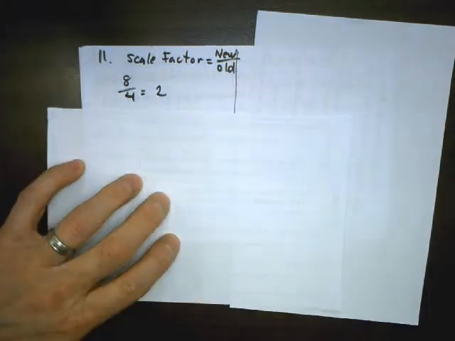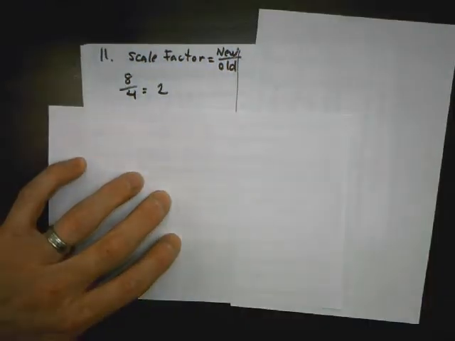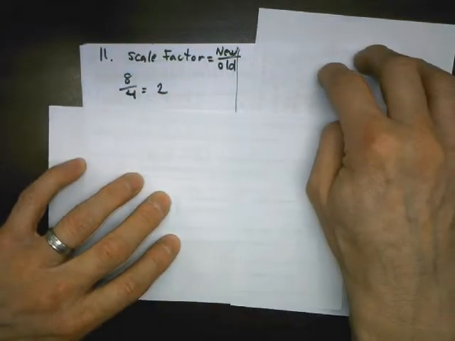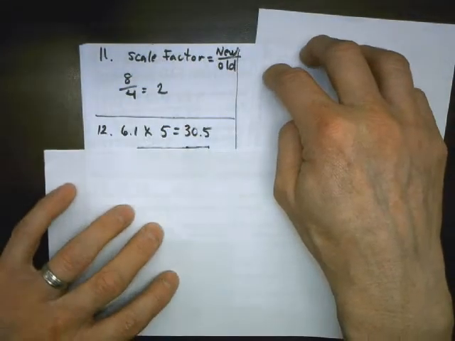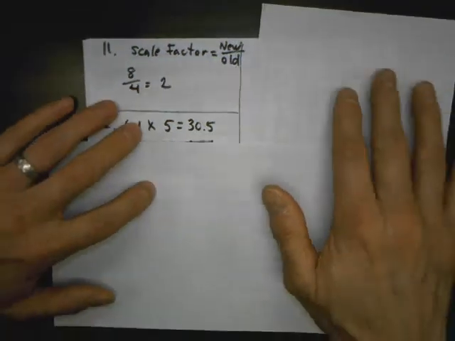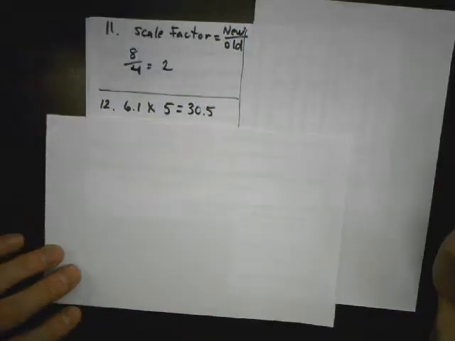So how do we get scale factor? We take those two radii, we put new over old, and simplify, and this time scale factor is 2. It is possible for the scale factor to be a fraction though, so just keep track of which one's new and which one's old, and make sure you put new over old.